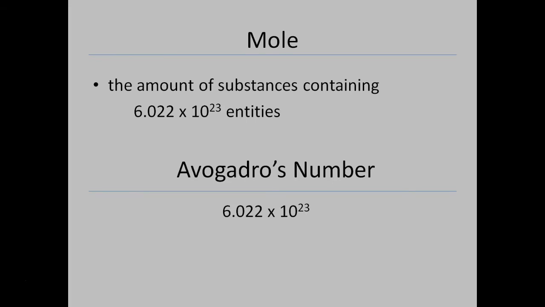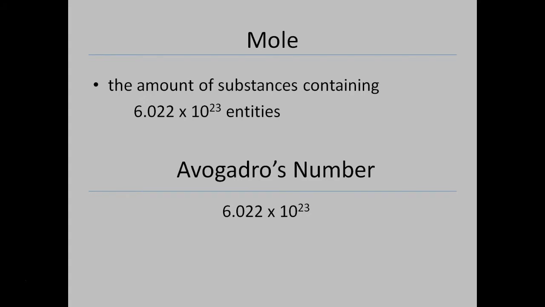What we're going to do is review the concept of the mole and the mole calculations that we've been doing in class, or at least some of them. Now remember, the mole is just a term that refers to a specific number of entities, which is Avogadro's number of entities, 6.022 times 10 to the 23.